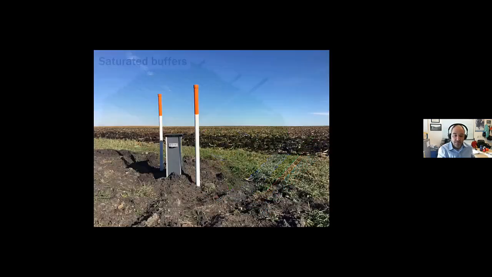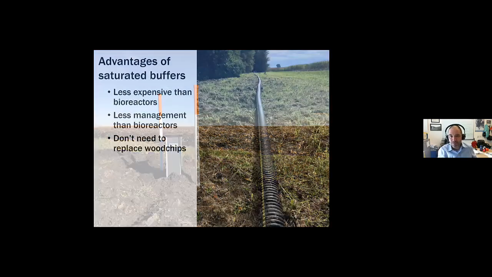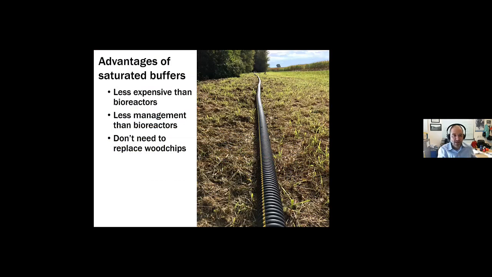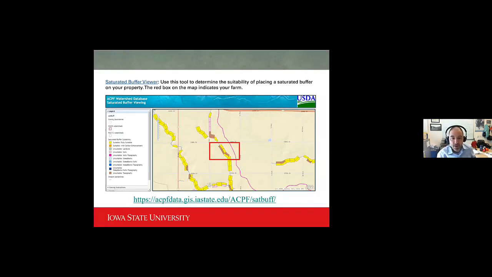Okay, and we're not talking about necessarily high-tech equipment. We're talking about a control structure like you see there, and drain tile that we would put in the ground. So some advantages of this over a bioreactor would be less expensive, less management, because we would not have to do some of the replacement of wood chips like we are likely to need to do with that bioreactor. So less management there.